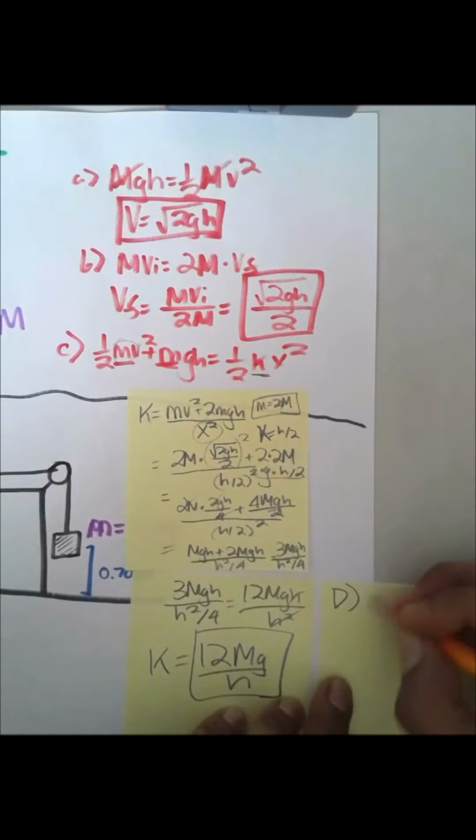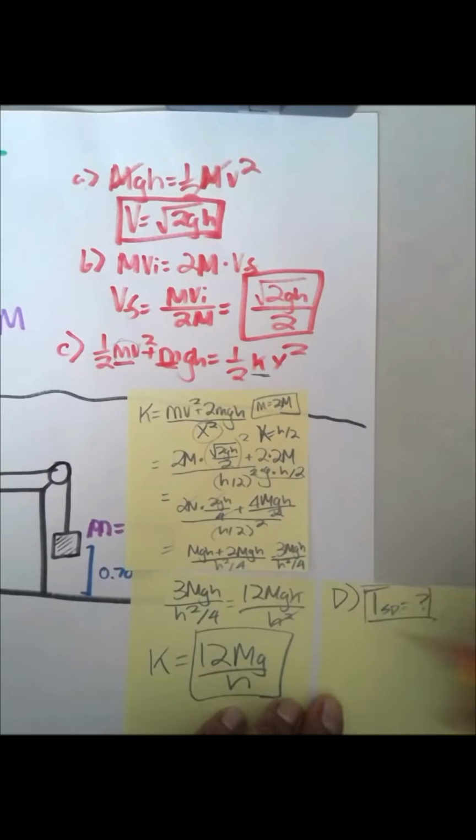D, we want to figure out the tension. Or sorry, the period of the oscillation. What am I saying, tension? So then the period is equal to 2 pi square root of m over k. Well, we just solved for k. So it's equal to 2 pi times the square root of the mass of the entire system, which is 2m, divided by k, which is 12mg over h. Cancel out the m's. We got 2 pi square root of h over 6g. That's the period.